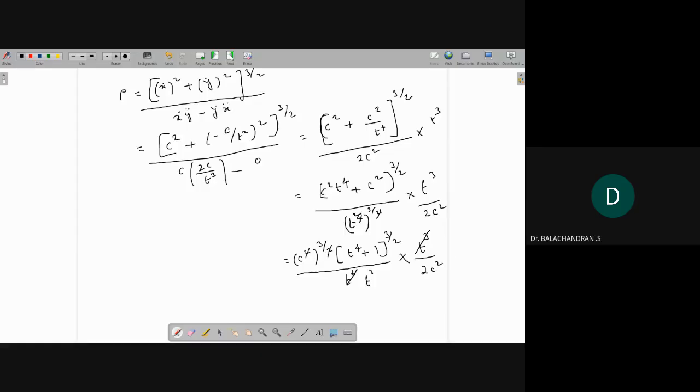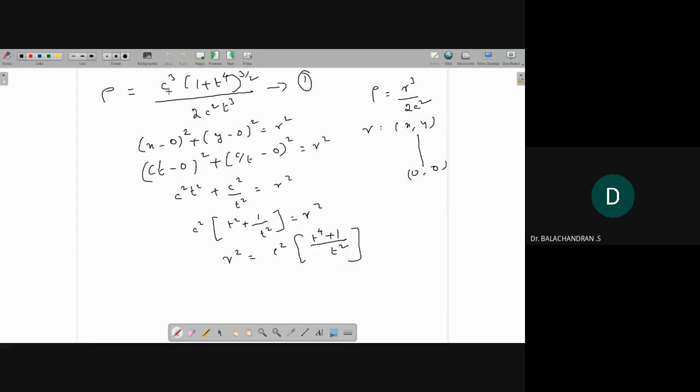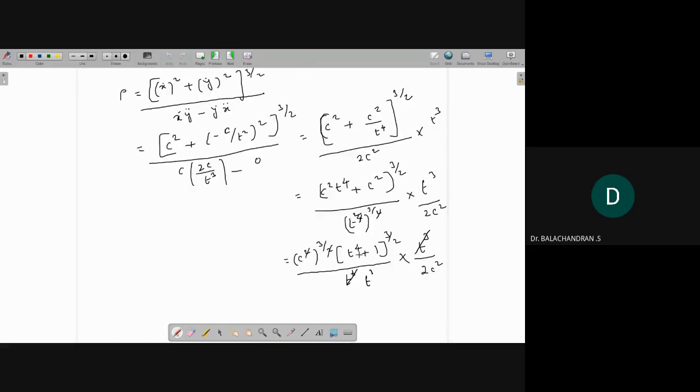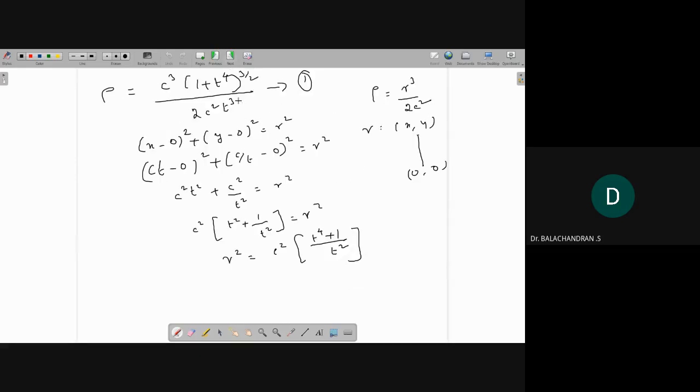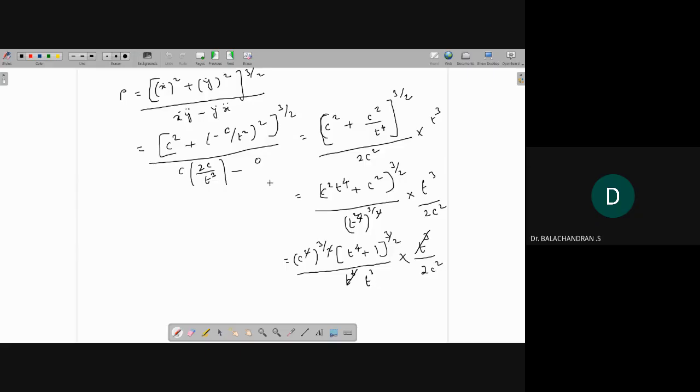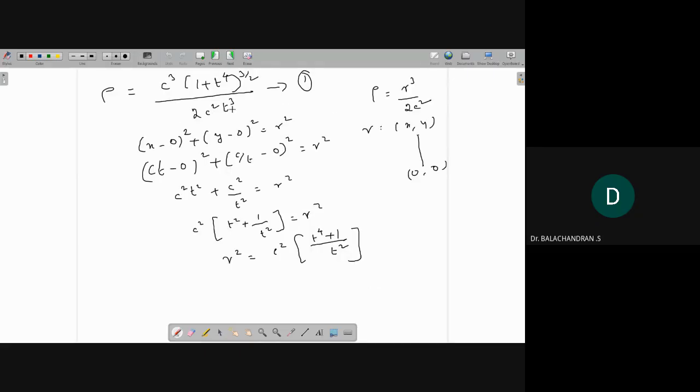Okay. Check it. So c cube, rho equal to c cube into 1 plus t power 4 whole power 3 by 2 divided by 2c square t cube. Okay. So even you can cancel this c square, but I kept here. Maybe I will use later. I think I told that this is up to this is the first part. Okay, find the rho, in terms of t.